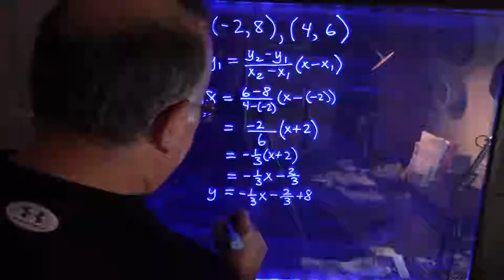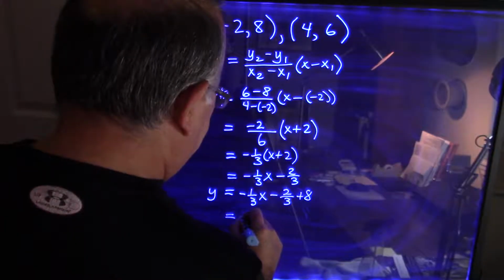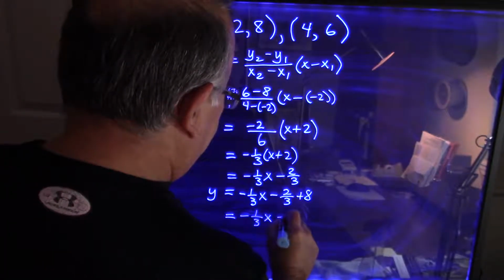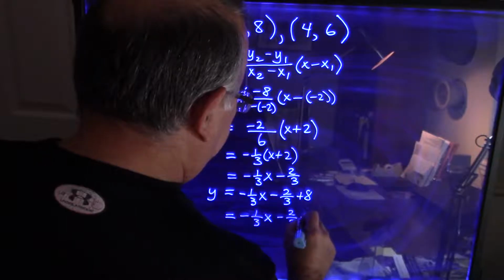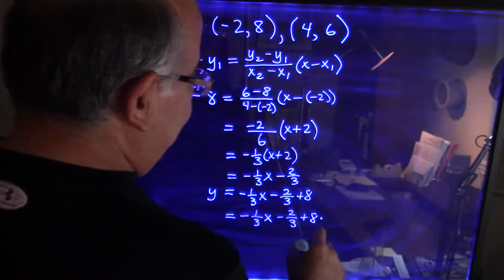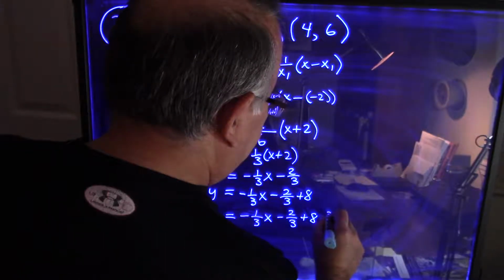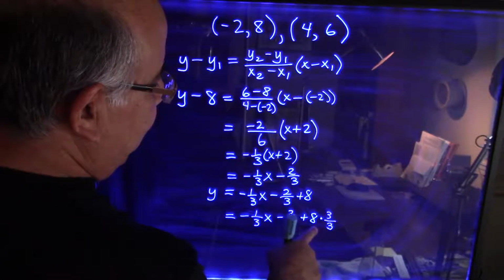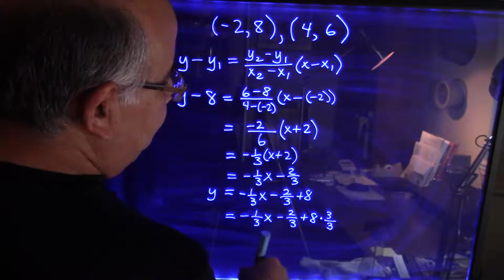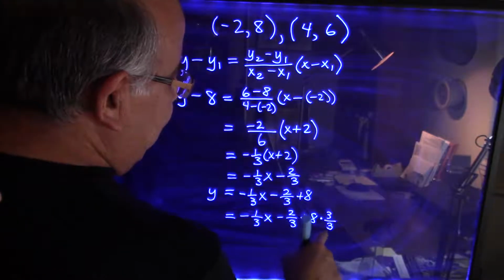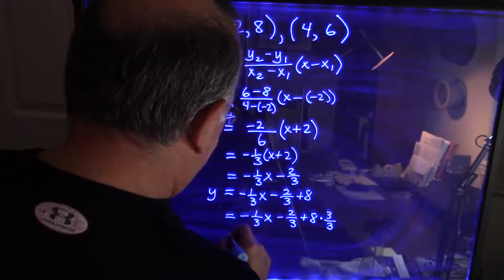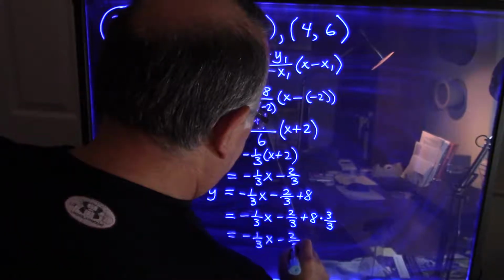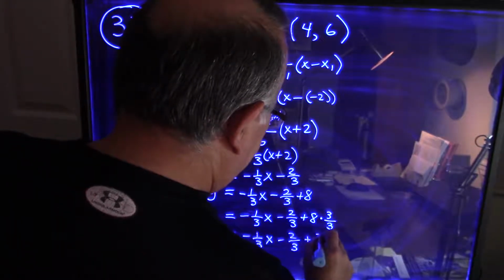Now what you do is get a common denominator for the 8 there with the negative 2/3. So I've got this, and then minus 2/3 plus 8. Multiply by 1, but choose your 1 to be 3/3. Multiply by 1 so you don't change the value, but now you're going to change the 8 to a 24/3. Alright, still equals 8. So now you have a common denominator. Now so we got negative 1/3 x minus 2/3 plus 24/3.